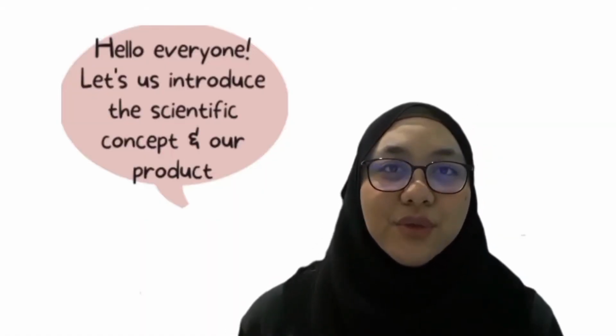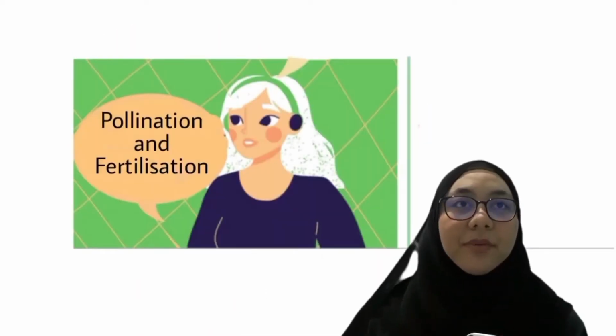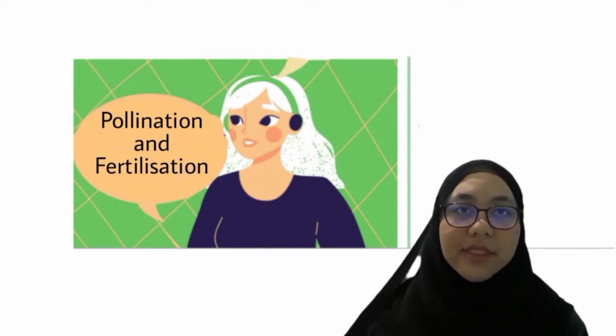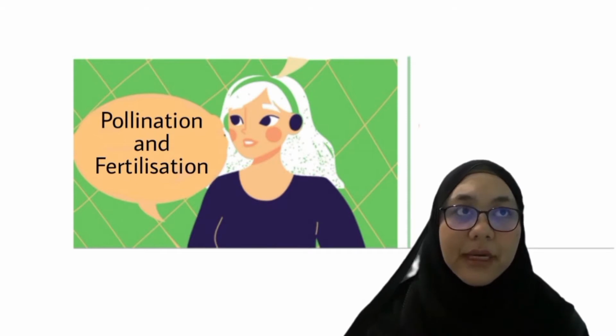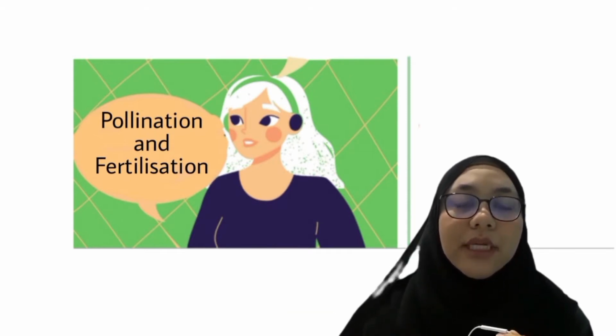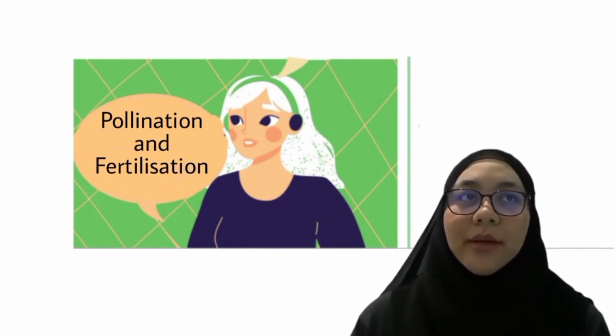For today, I will present about one of the subtopics in the Form 5 Biology KSSM textbook together with four of my group members. The subtopic that we have chosen is 6.3 Pollination and Fertilisation. Before proceeding to explaining about misconceptions and introducing our product, I will first explain briefly about what exactly pollination and fertilization are. Pollination is a process where pollen grains are transferred from the anther to the stigma.